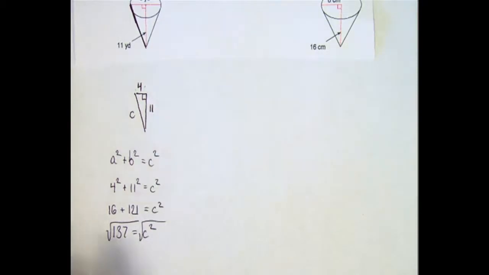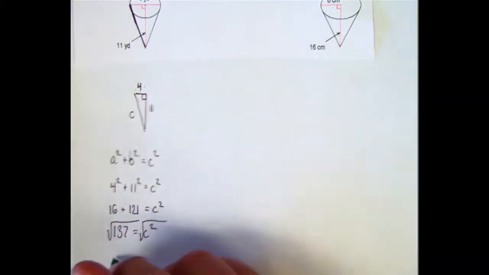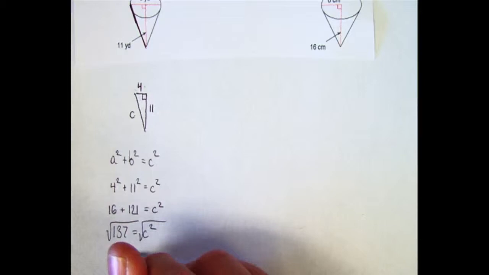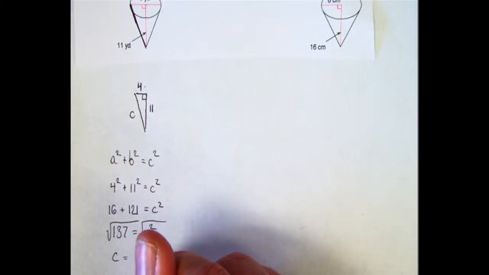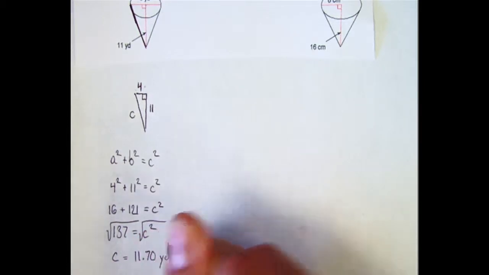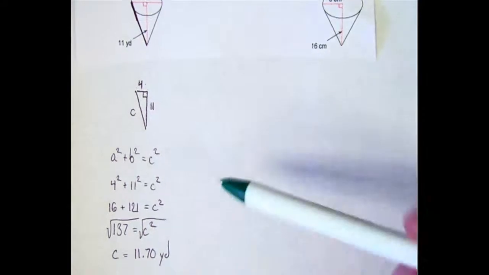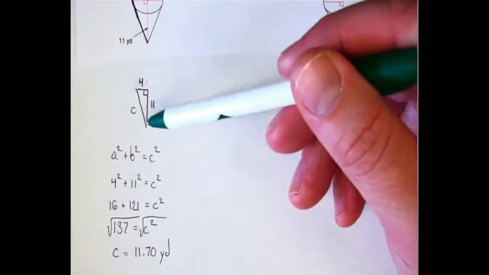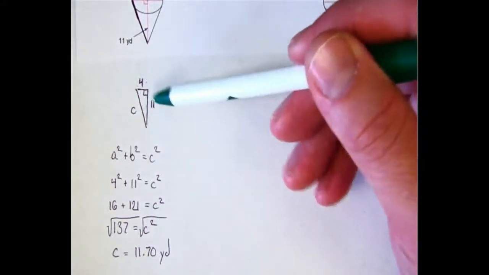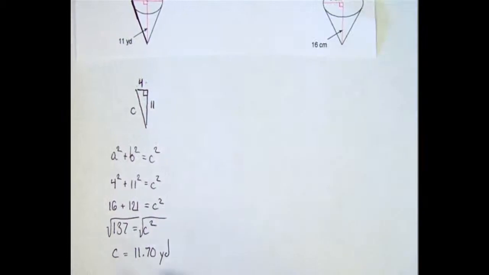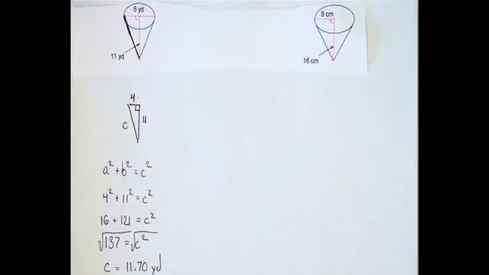So I can just take the square root of 137, which my trusty calculator assures me is 11.70 yards in this case. That makes sense because C should be the longest side of this triangle, and it's longer than either of these two sides. So the length of that slanted part of the cone would be 11.7 yards.